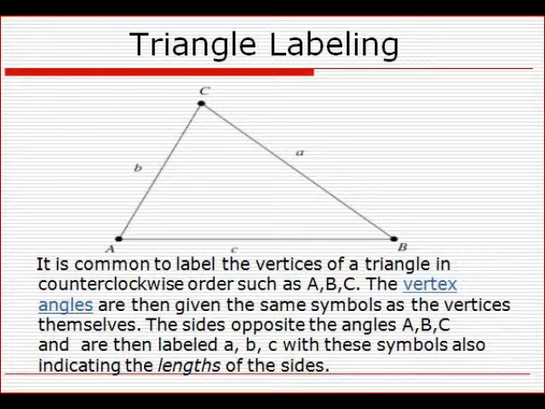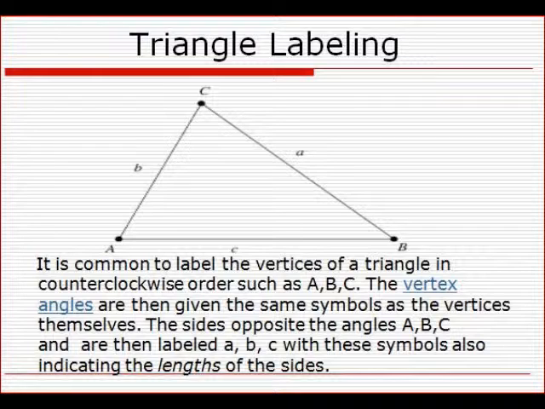you'll see in the diagram, the large A, B, C. The vertex angles are given the same symbols as the vertices themselves. The sides opposite the angles A, B, and C are labeled with a small a, b, and c, with these symbols also indicating the lengths of the sides.